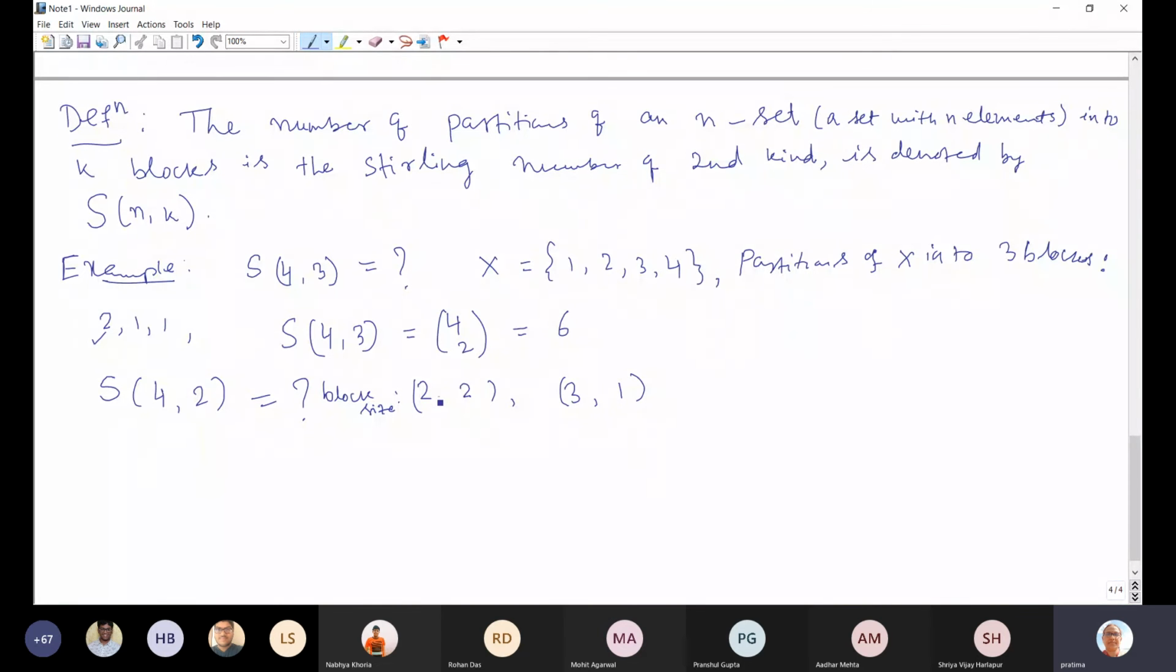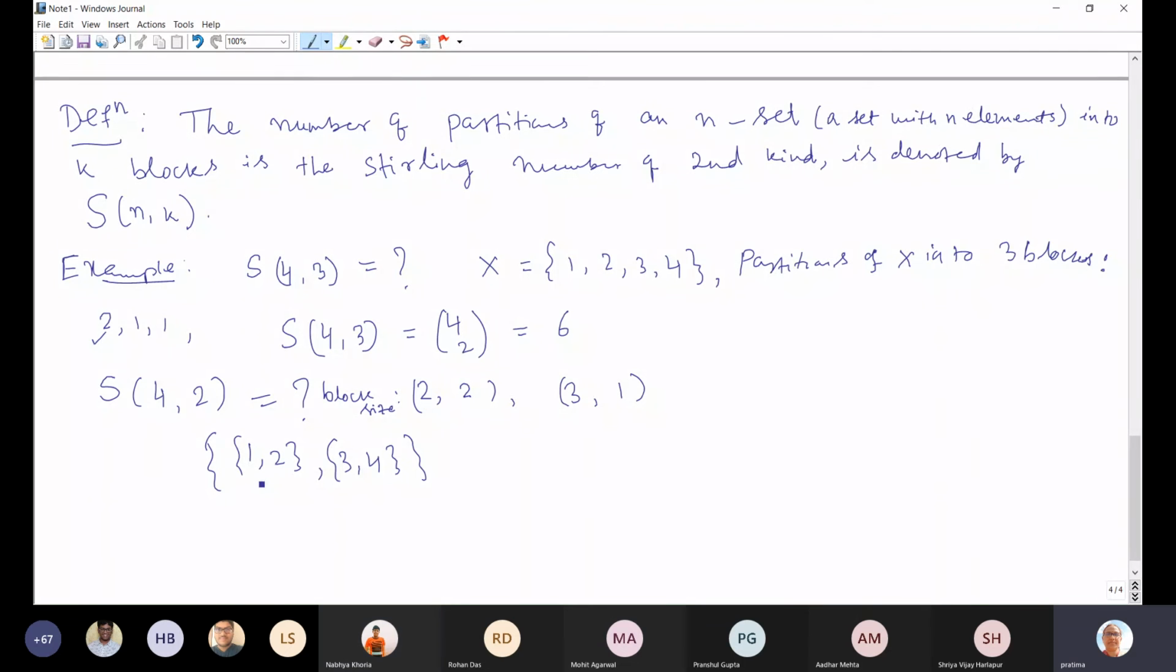So for block sizes 2, 2, say for example, I have selected here 1, 2, and then the other one will be 3, 4. This partition looks like this. This is one example of such a partition into 2 blocks, k equal to 2, and each block will be of cardinality 2. So tell me how many such partitions of X you can have with block sizes 2, 2.